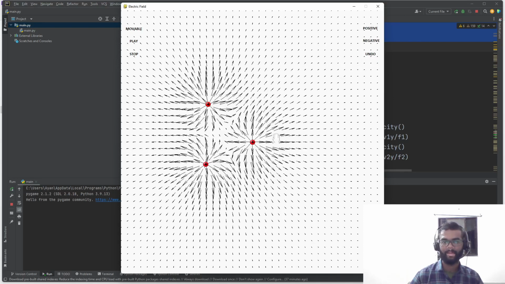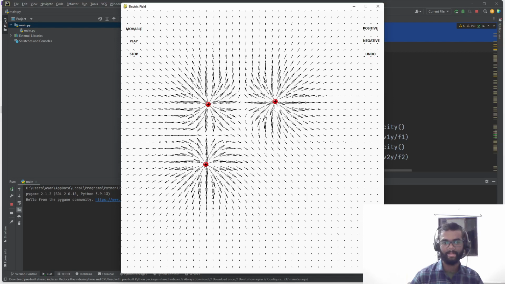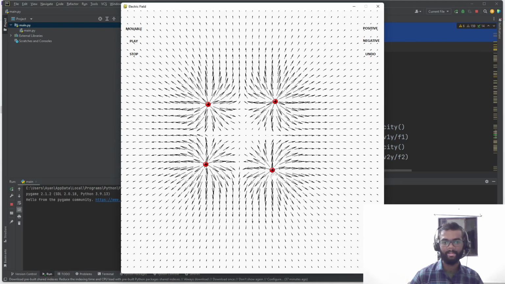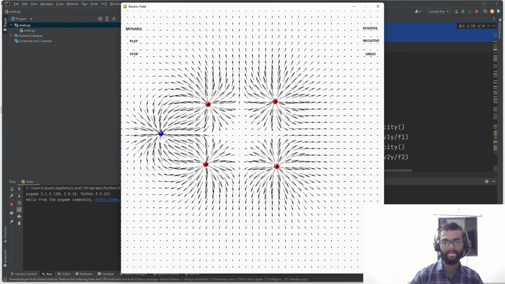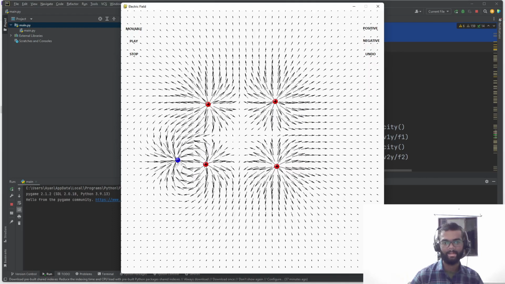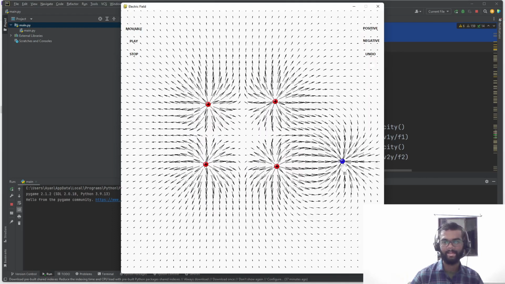We can arrange them in regular shapes, for example, a cube. Look at the electric field. It's very helpful. I mean, you can play around with this. I can play around with this animation, and I can visualize electric field all day.